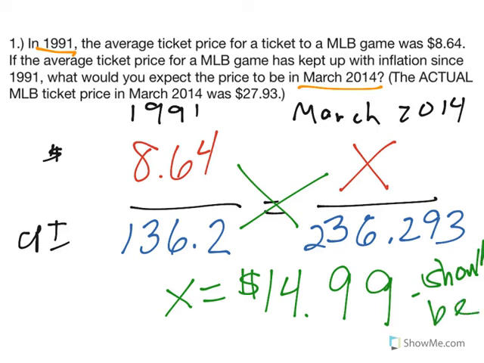And it tells us in the problem that the actual ticket price was $27.93. So you can see that the ticket prices have risen faster than inflation because the actual price is higher than what it is expected to be. In March of 14, it should have only been right around $15 when in actuality it was around $28. That's quite a big difference.